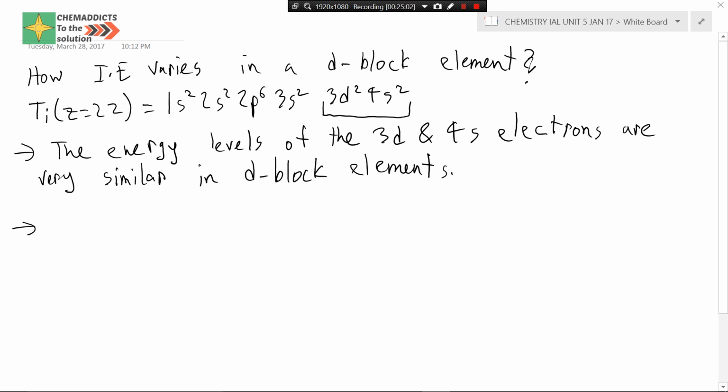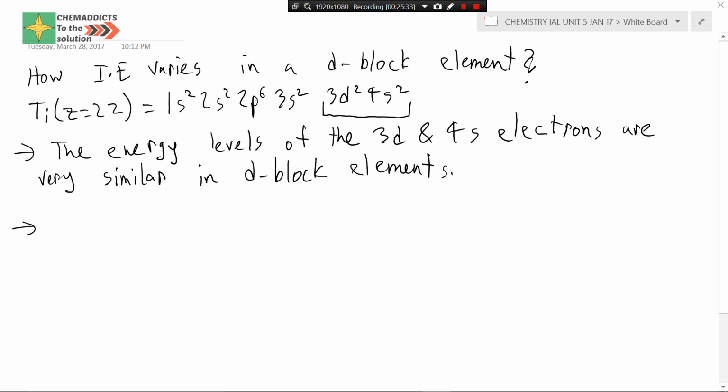Since these two subshells are identical, since they have very close energy levels, their ionization energy varies similarly or linearly. So the ionization energy variation from the 4s to the 3d subshell is linear or similar.